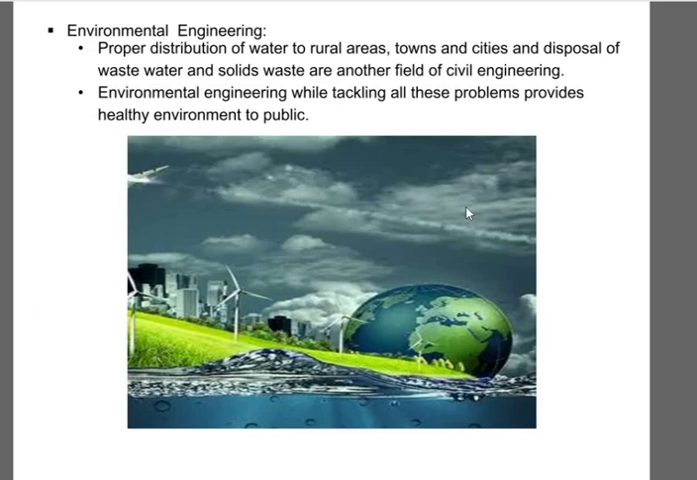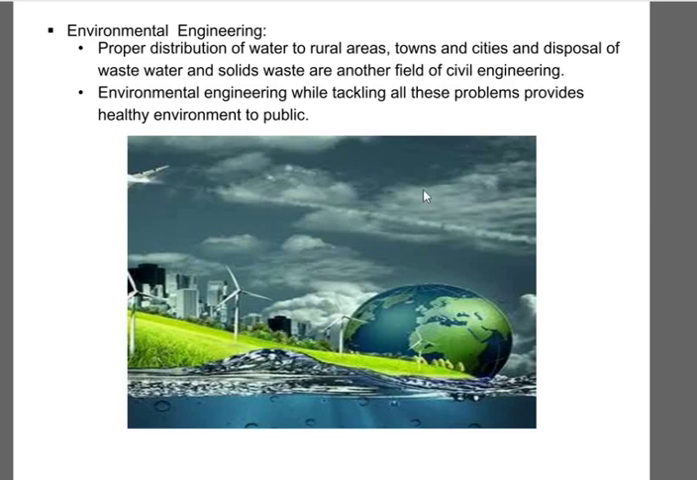Next is environmental engineering. After hearing this word, you might think that environmental engineering basically deals with air pollution, but this is not the case. In environmental engineering, the most important thing is the water distribution system. The water which you drink is first purified in the water treatment plant, which is constructed and maintained by civil engineers. Environmental engineering consists of various things: water treatment plants, wastewater, solid waste, and also air pollution and noise pollution. Proper distribution of water to rural areas, towns, and cities, and disposal of wastewater and solid waste are another field of civil engineering. Environmental engineering, while tackling all these problems, provides a healthy environment to the public.